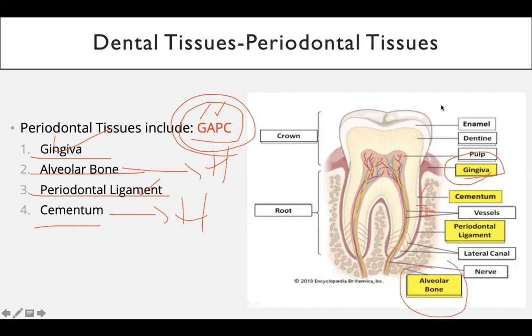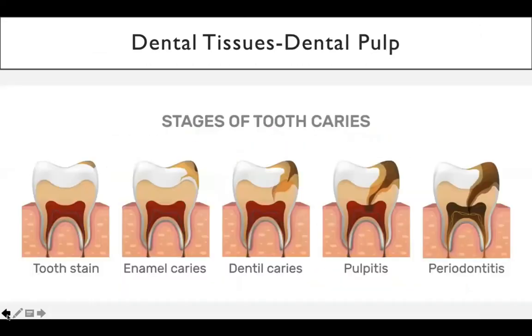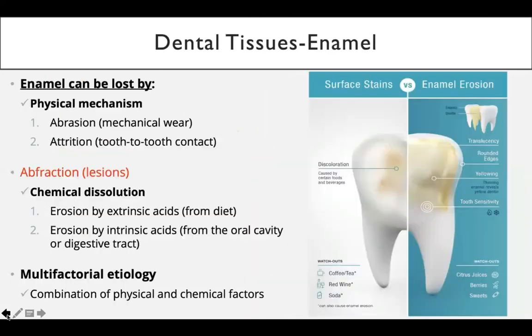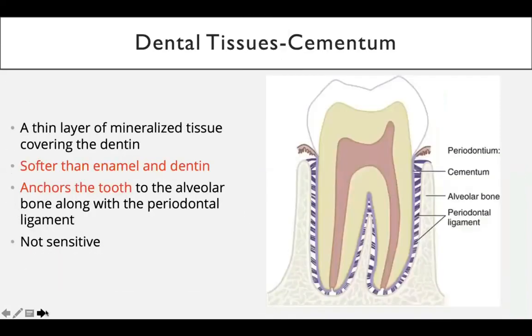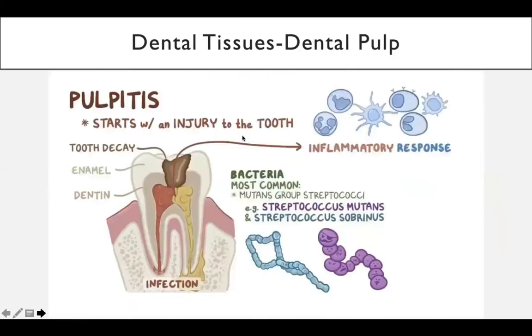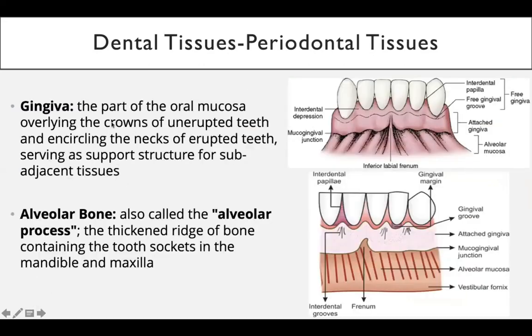So we have four. The other one was four important dental tissues. Do not confuse. Let me go back. Those were the four main dental tissues: enamel, dentin, cementum, dental pulp. But a group of tissues known as periodontal tissue is a structure formed by GAPS: gingiva, alveolar bone, periodontal ligament and cementum. These are periodontal tissues.